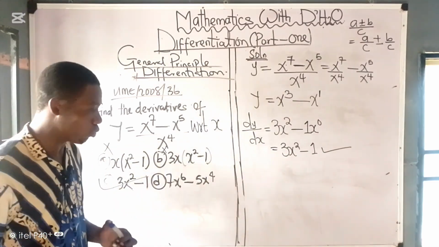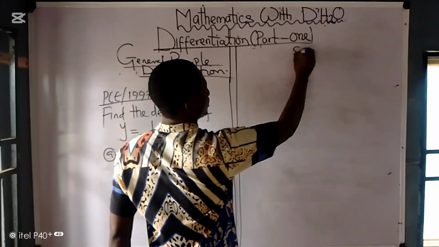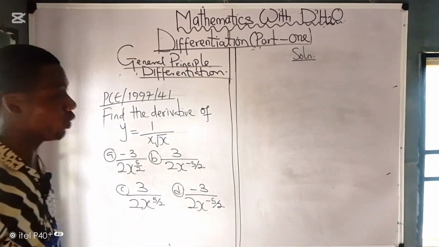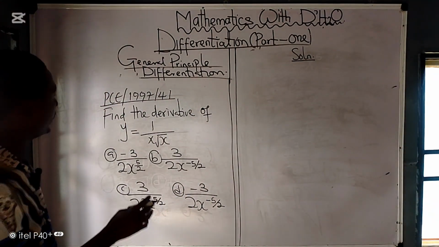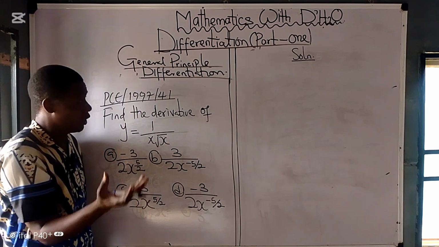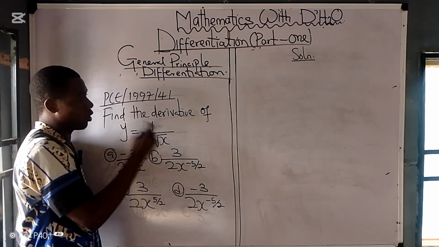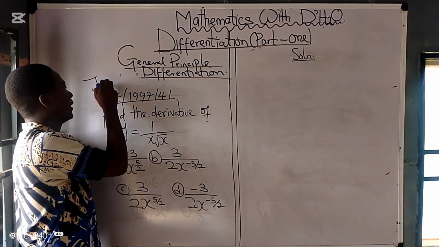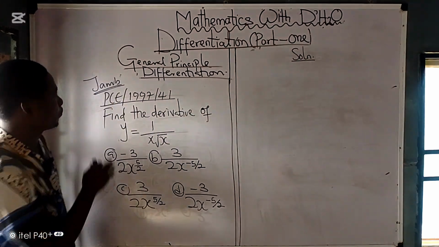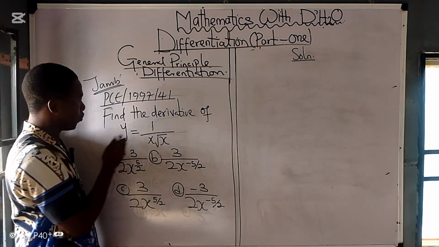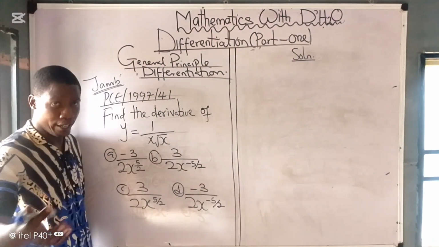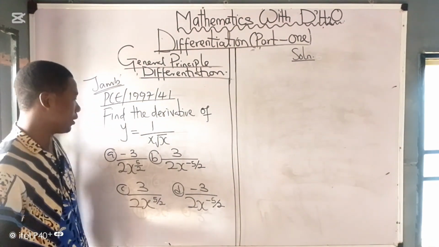Okay? We have 2 more questions before we call it a day. Let's do question number 3. This is PCE 1997 number 41. This is one of the exams that was organized by Jamb in those days. Now let's take this question. Find the derivative of y equals 1 over x square root of x. Very easy. Look at it.